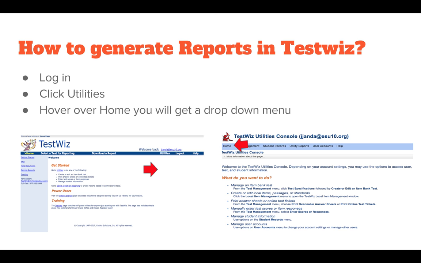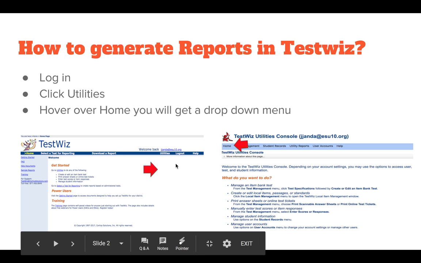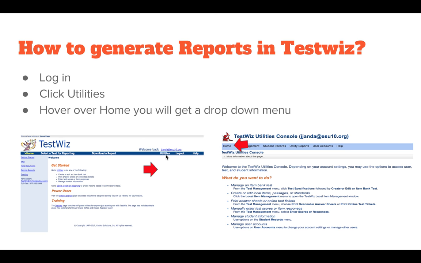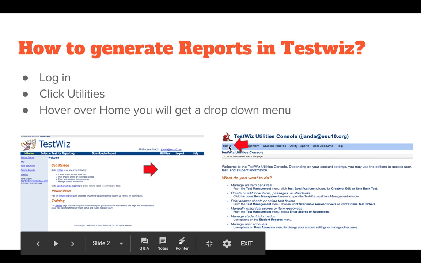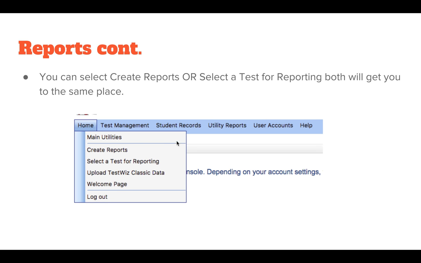First, you're going to want to log in to Testwiz. Your first click will be on the utilities bar at the top. This is going to be pretty much your main dashboard all the time. Once you click Utilities, your next screen will look like this. You will hover over the home, and it will give you a drop-down menu that will look like this.